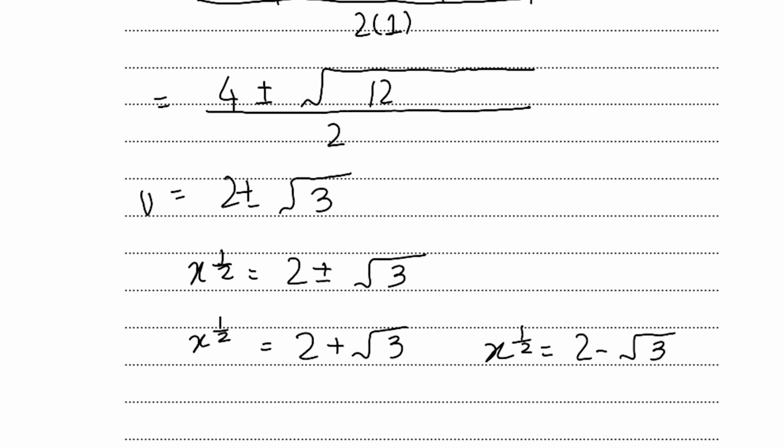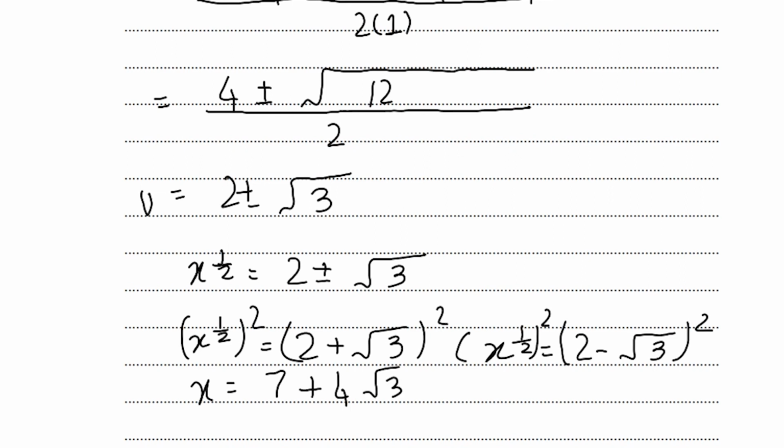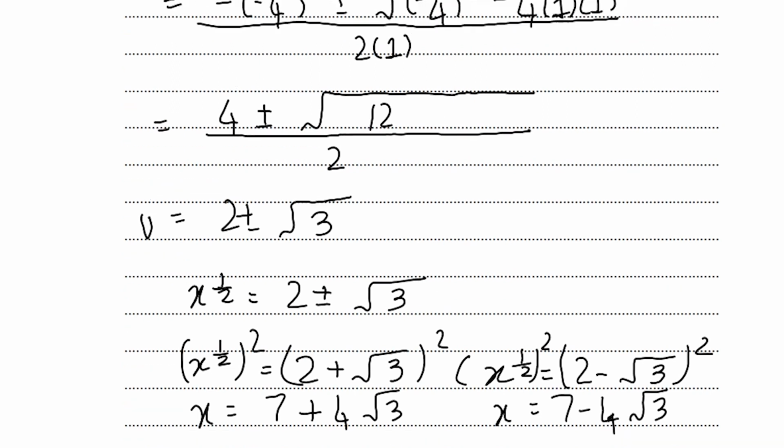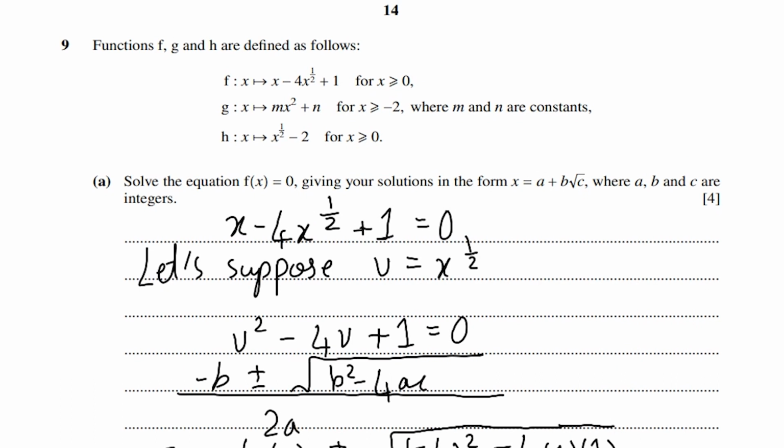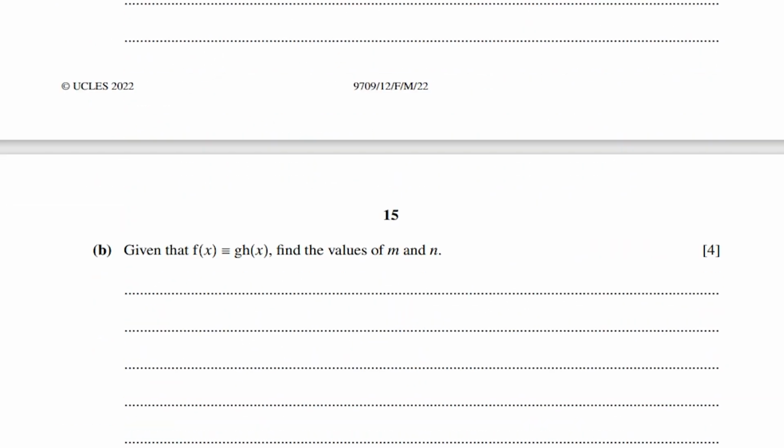So to remove this power of 1/2, we will square both sides. When we square both sides, here we'll have x, and on the other side, we will square this whole thing. Okay, we can use a calculator for this as well. So (2 + √3) squared will be 7 + 4√3, and (2 − √3) squared will be 7 − 4√3. So these are the two answers we'll get. We had to show the solutions in the form a plus b root c, and here we have shown them. Now let's move to the next part.